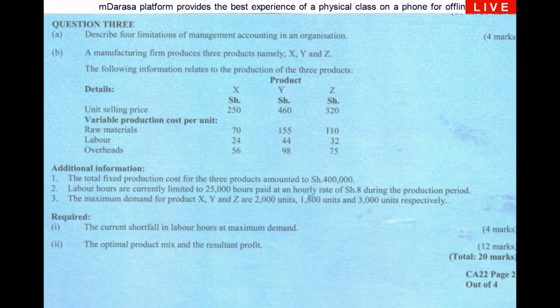Y: 155 plus 44 plus 98. That should give me 297. Z: 110 plus 32 plus 75. That should give me 217.